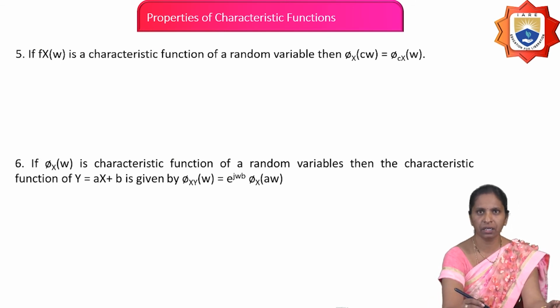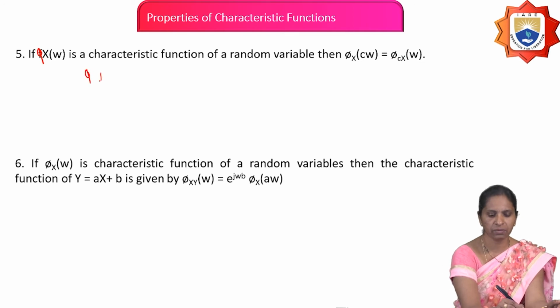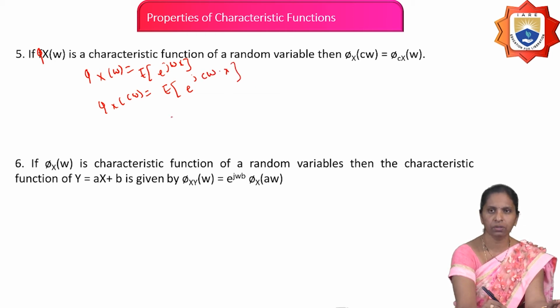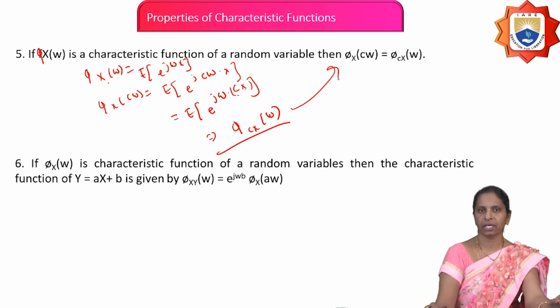And what does the fifth property state? If phi x of omega is the characteristic function of a random variable x, then the characteristic function with omega replaced by c omega is equal to what? Phi c x of omega. So what is the characteristic function formula? Phi x of omega equals expectation of e power j omega x. Now in place of omega, replace it by c omega. Then what can I write here? E power j, in place of omega, write c omega, so c omega into x. That equals expectation of e power j into omega into c x. I can rewrite this equation like this. If you have x, you write phi x of omega. In place of x, now we have c x. Therefore, we write this as phi c x of omega. That is a property of the characteristic function.